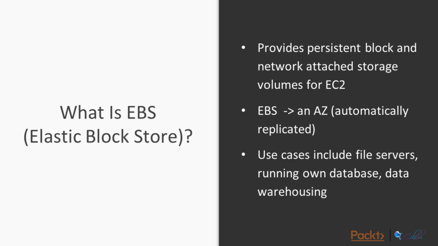Now let's move on to EBS. What is EBS, or Elastic Block Store? It provides persistent block and network-attached storage volumes for EC2. Think about that one: EBS is part of just one availability zone and is automatically replicated. So an EBS volume will be part of a specific availability zone, and each EBS volume will be automatically replicated within its availability zone to protect against component failures.